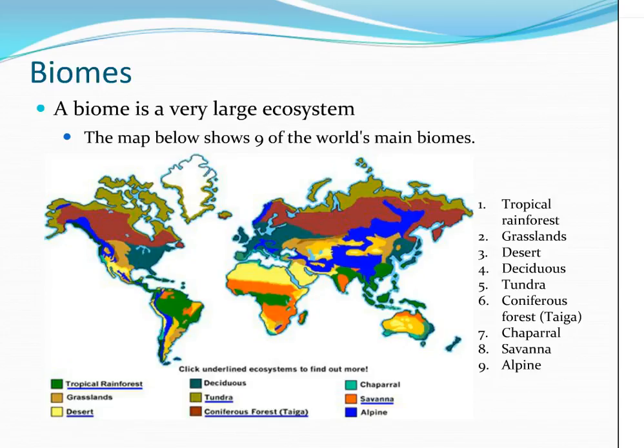Now, a biome is a very large ecosystem, and this map shows about 9 of the world's main biomes. So these biomes include tropical rainforest, grasslands, desert, deciduous, tundra, coniferous forest, chaparral, savanna, and alpine. And you'll be able to look at this map in more detail on your own in the lesson.